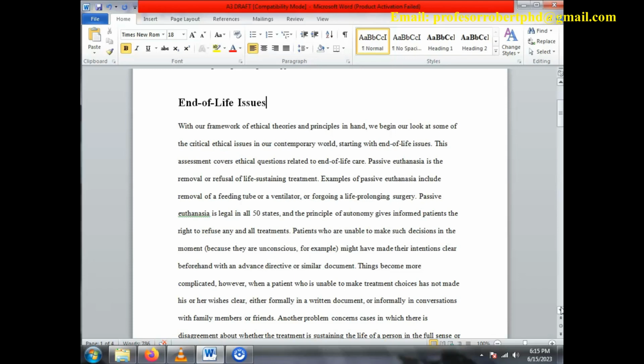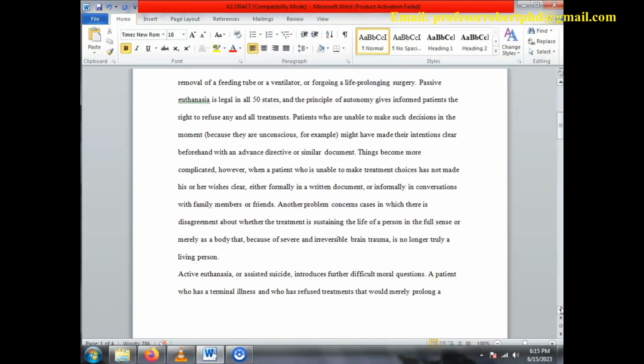Passive euthanasia is legal in all 50 states, and the principle of autonomy gives informed patients the right to refuse any and all treatments. Patients who are unable to make such decisions in the moment because they are unconscious, for example, might have made their intentions clear beforehand with an advance directive or similar document. Things become more complicated, however, when a patient who is unable to make treatment choices has not made his or her wishes clear, either formally in a written document or informally in conversations with family members or friends.